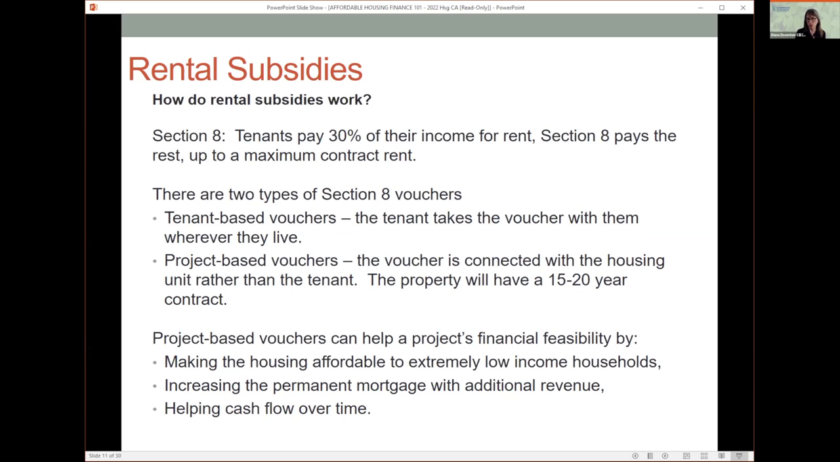So the project-based vouchers are the ones that we typically want for affordable housing developments. And although the tenant-based vouchers are fine too, we'll take tenants that have tenant-based vouchers, of course, in the buildings. But if you have a project-based voucher, it means that a lender, because you have a long-term contract, will actually underwrite additional debt, or additional perm mortgage, on that Section 8 revenue. It also, of course, just helps your cash flow over time, and makes the property more affordable to extremely low-income residents in the building.